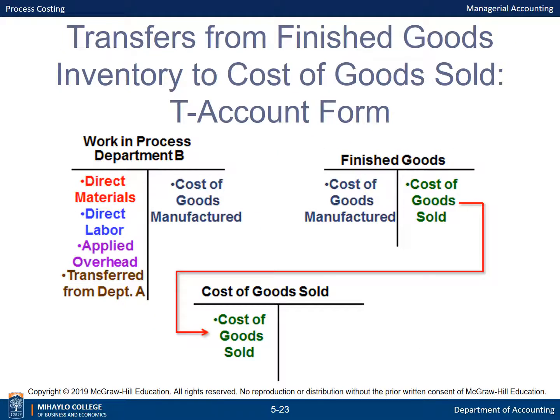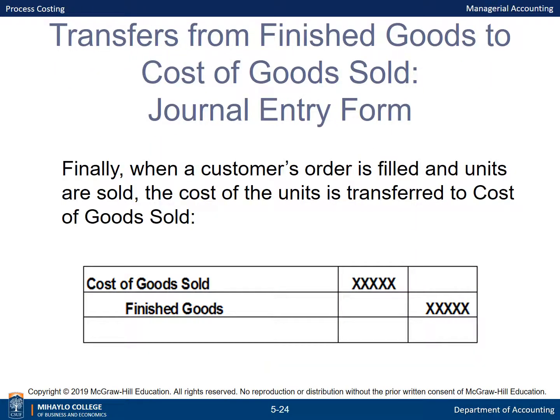When finished goods are sold, the cost of goods sold is transferred from the finished goods account to cost of goods sold. Finally, when a customer's order is filled and units are sold, the cost of the units is transferred to cost of goods sold. The journal entry debits cost of goods sold and credits finished goods.